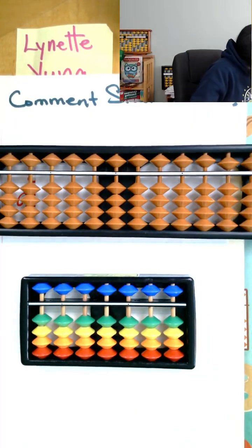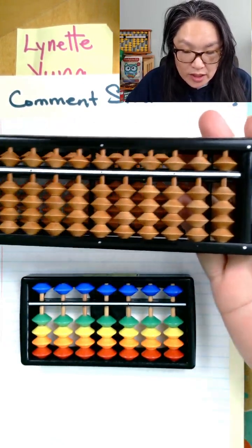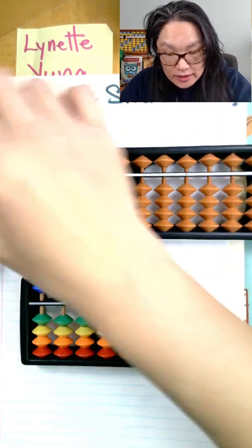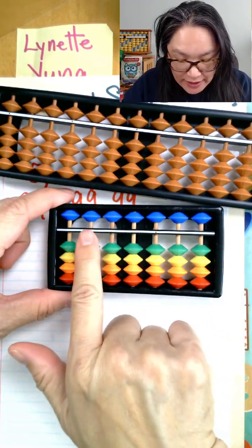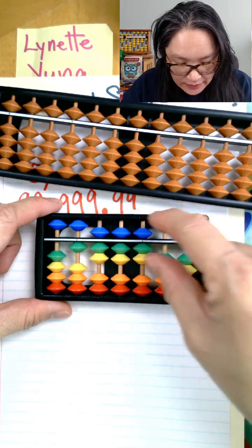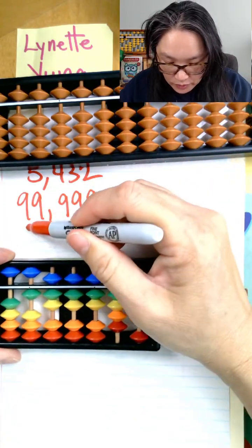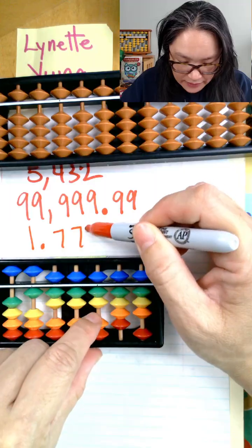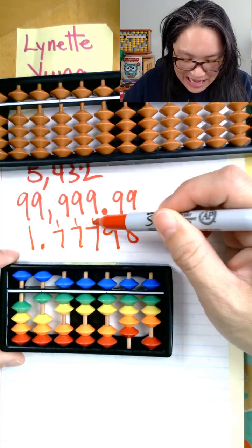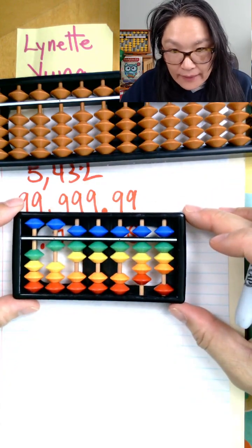Then there's another one, which is a lot bigger, and this is 23 columns. So with the 23 columns, you can do that. Or it could be the smallest, right? So right here, if I start here, I would have 1.777898, right? So I would do 1.7779 and then 8. So it'd be tenths, hundredths, thousandths, millionths, and then ten millionths. Yeah, that's what it would be.